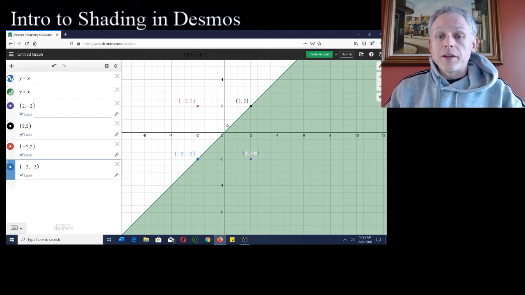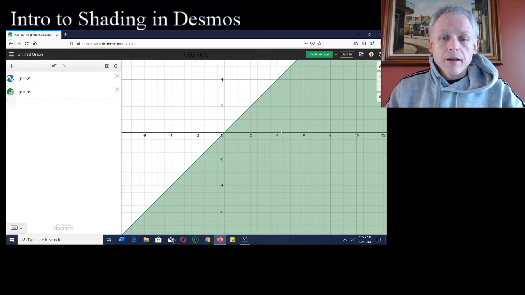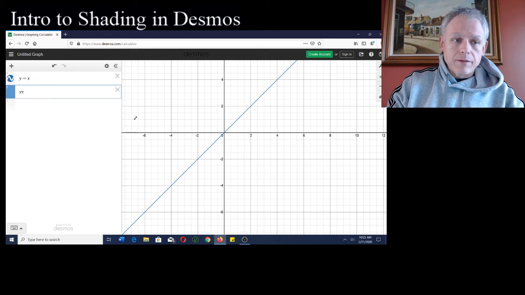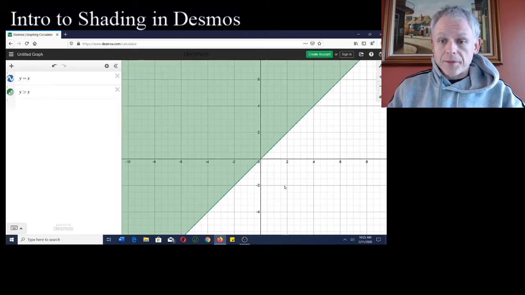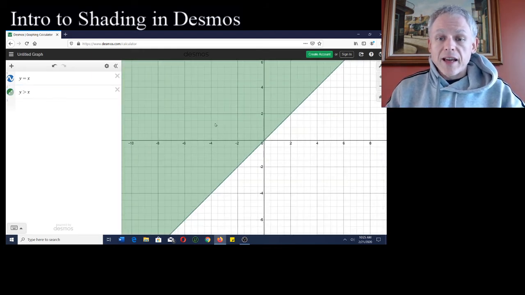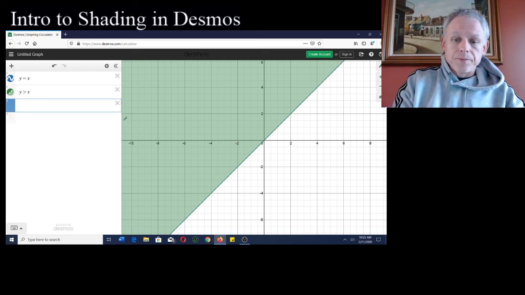Now, let's say we wanted to shade everything above the line y equals x. Let me clear these out. We could just flip the inequality and put y is greater than x. Now you can see that everything above the line y equals x is shaded green. So every single point whose y coordinate is bigger than its x coordinate, for the same x value, is in the solution here. So let's look at, say, minus 2, 0.